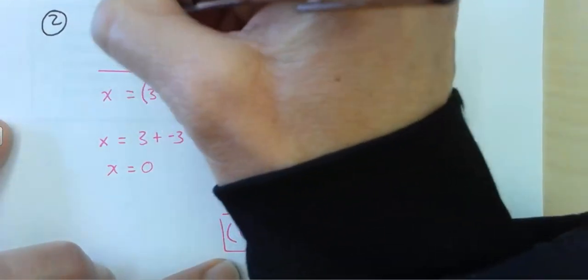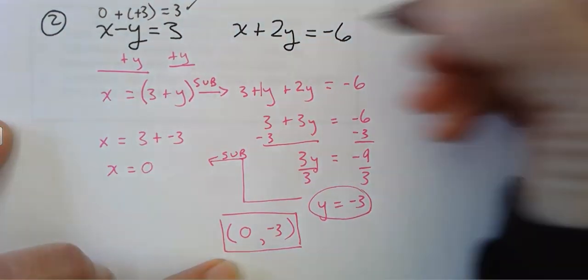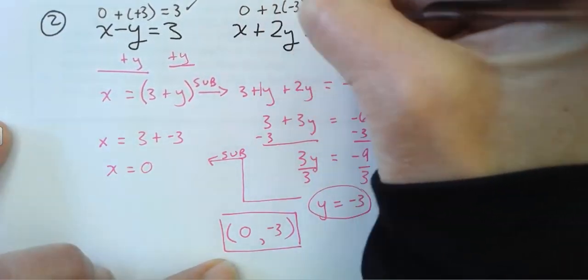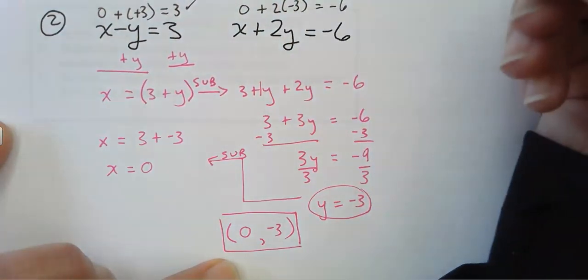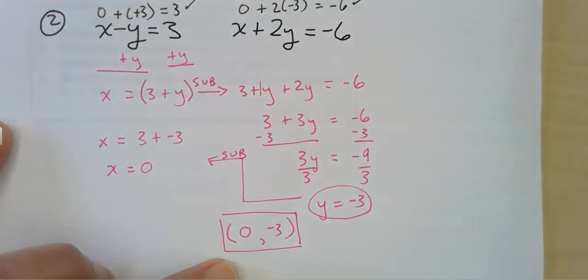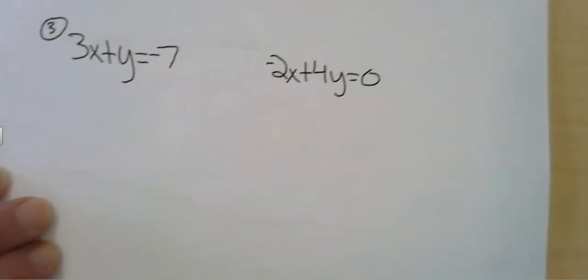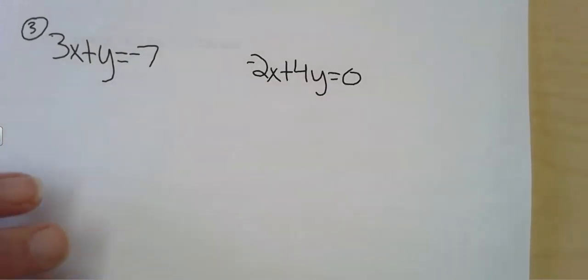We can add the opposite. Yep, that's true. And 0 plus 2 times negative 3. Does that equal negative 6? And we see, yes, it does. Okay, so let's try one final sample like that. And pause the video, try it, and come back and walk through when you're ready.